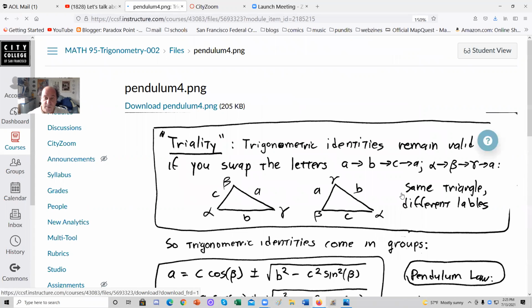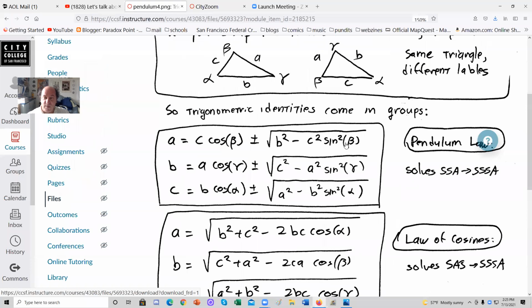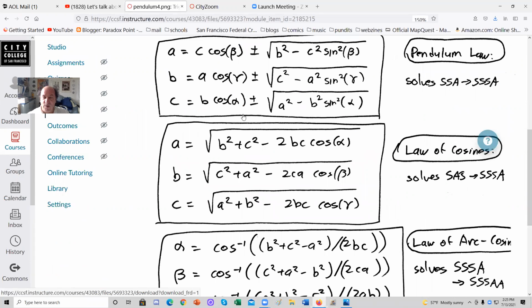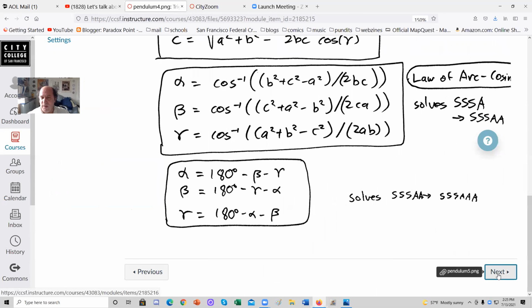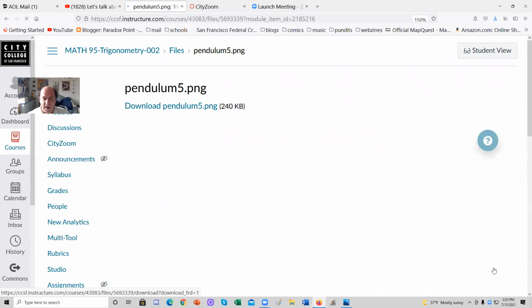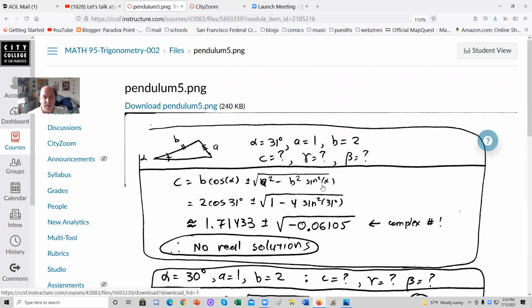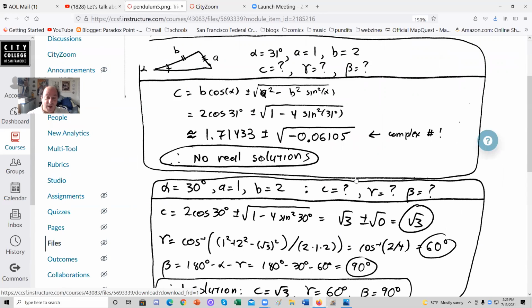So from that, we have three versions of the law of cosines, and no doubt from the law of cosines we can derive the pendulum law. And from the law of cosines, we have three versions of the law of arc cosines. So from that, you can solve these side-angle problems, which we could also do by law of sines.